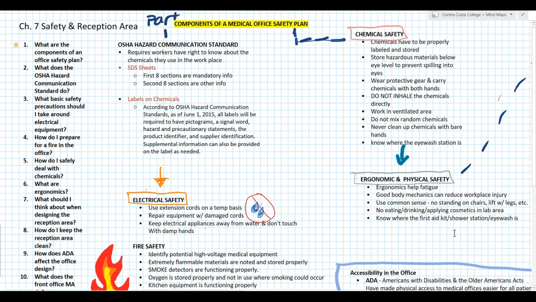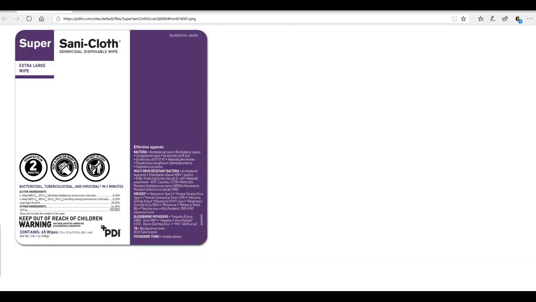So, according to the OSHA Hazard Communication Standard, as of June 1st, 2015, all the labels are going to be required to have pictograms, a signal word, hazard and precautionary statements, a product identifier, and a supplier identification. So then there can also be some supplemental information that can be provided on the label as well. So I wanted to show you what the label looks like for that SDS sheet that we just covered. So this is the Super Sani Cloth Germicidal Disposable Wipe.